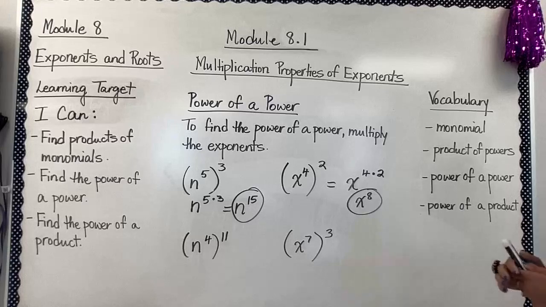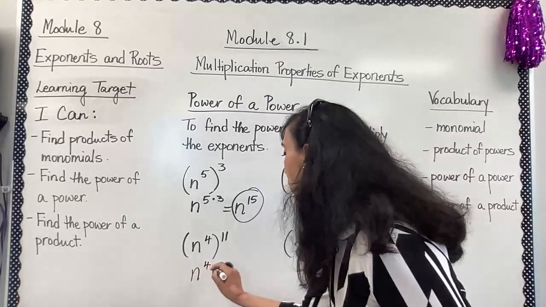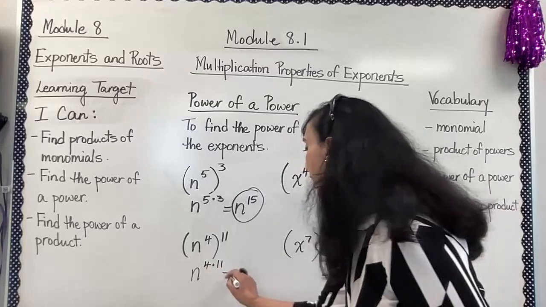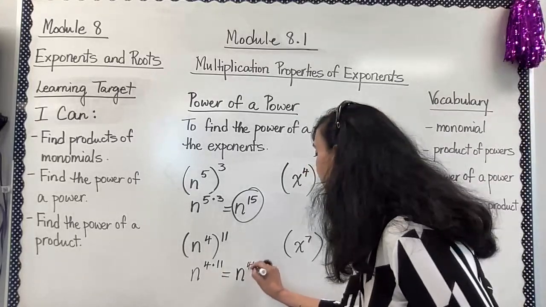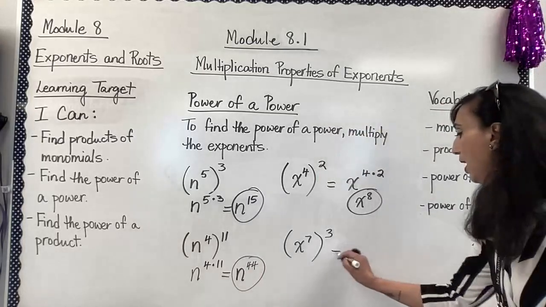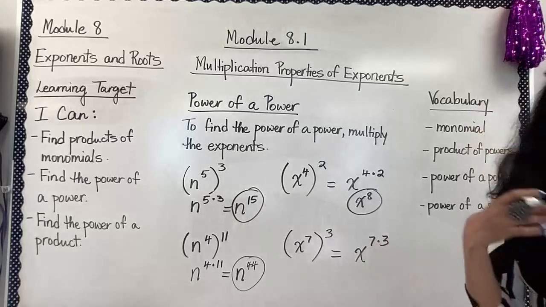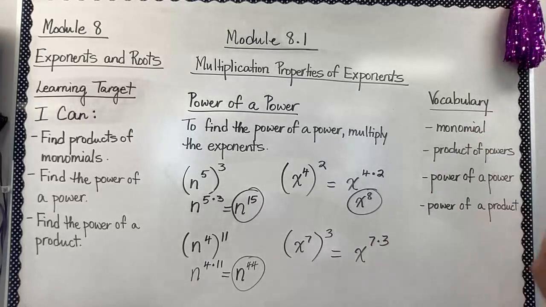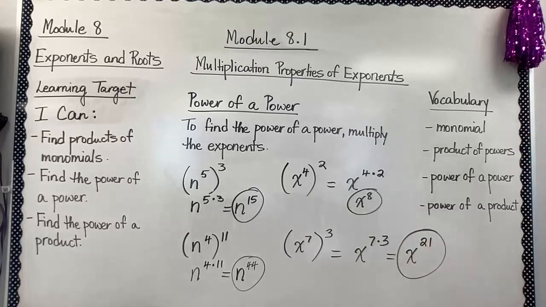Let's do 2 more. And once again, we have n to the 4th power times 11. And this gives me n. What is 4 times 11? I get 44. And there is my answer. And then the last one, we have x, 7 times 3. You're taking the power of a power, so basically you're just multiplying the exponents, and I get x to the 21st power. And that's basically what power of a power is.